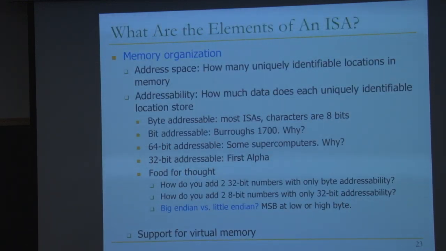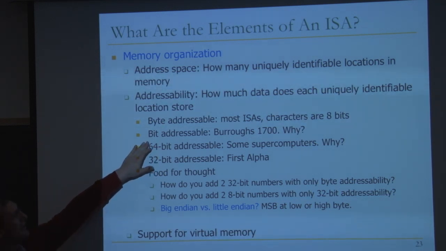But other elements of the ISA, memory organization is a critical element. And this consists of many different things related to memory. You probably know address space and addressability, right? Address space is basically how many uniquely identifiable locations you have in memory. And addressability is how much data each uniquely identifiable location stores. These are different things. For example, you can have a byte addressable machine. Most ISAs are byte addressable. Like ARM is byte addressable, MIPS is byte addressable. In this case, the characters are 8 bits also, and that's the reason you have byte addressability. Your characters are 8 bits, and you would like to get 8 bits.